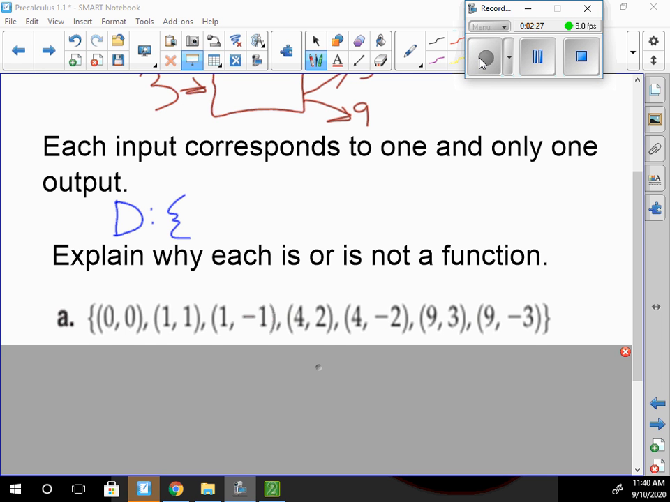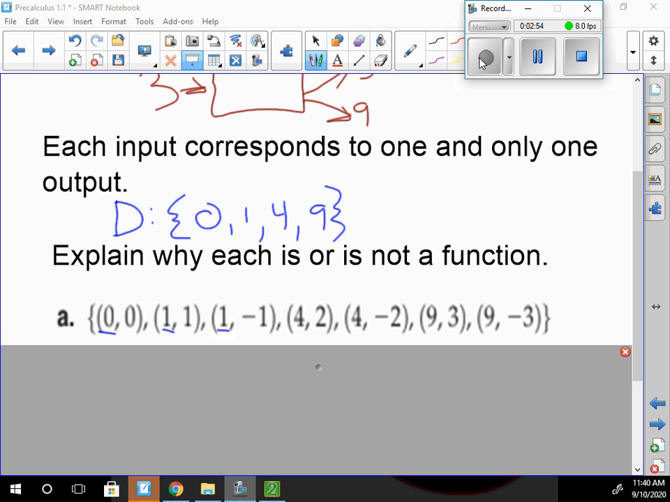Domain, squiggly bracket, 0, 1, 1 again, so I don't have to list it, 4, 4 again, 9, and 9. That looks like a 3, but it's supposed to be a squiggly bracket. Let's fix that. That's better.